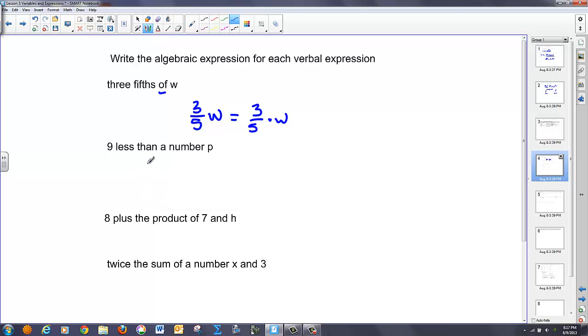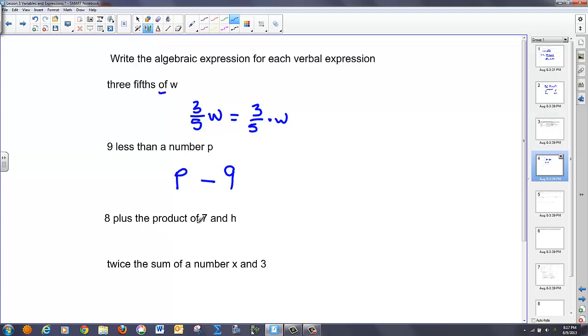When I say 9 less than a number P, well, 9 less means if I had 10 and I have 9 less, then I have 1. So we're subtracting 9 from that number P. So I have P minus 9.